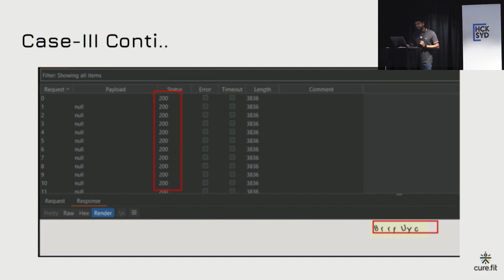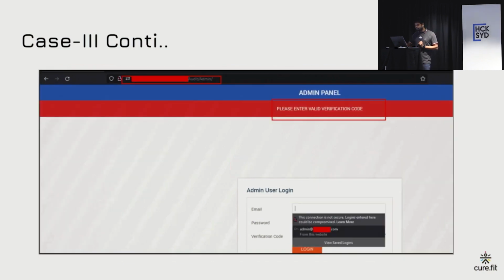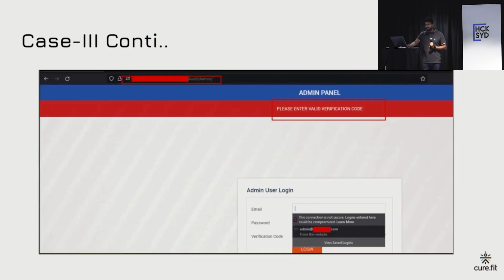So basically, it created a denial of service kind of scenario where no one was able to log in, because whenever someone was trying to log in, my script again requested a new CAPTCHA, and that CAPTCHA was valid for all users. So when I gave the correct CAPTCHA, it was showing that please enter a valid verification code.